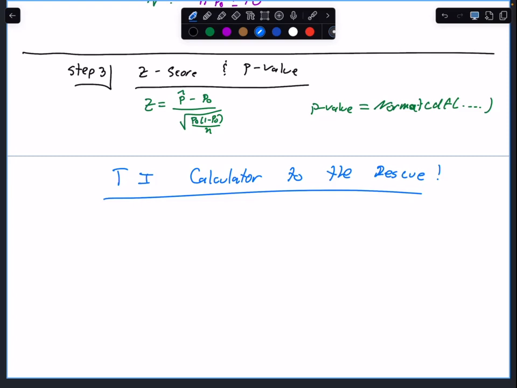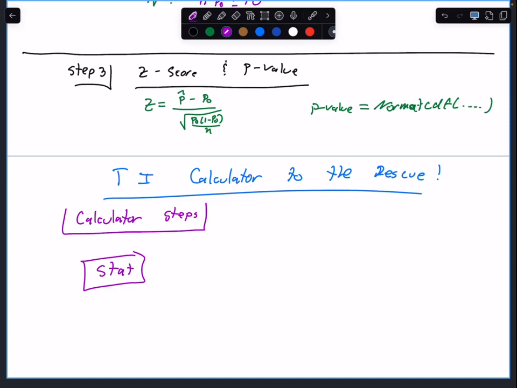Okay? Calculator steps. Here's how we do it. You're going to hit stat. Please press that. And you're going to go over to test.